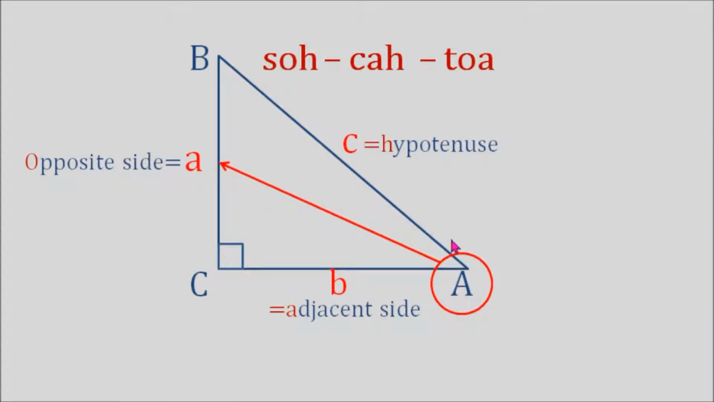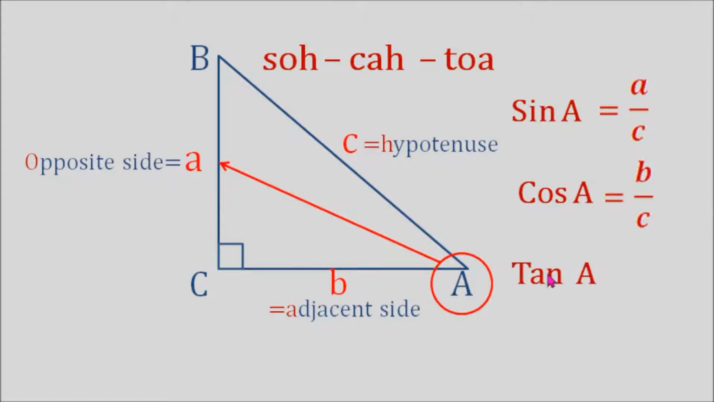The sine of angle A is the ratio of the opposite side and the hypotenuse. That means sine A equals A over C. The cosine of angle A is the ratio of the adjacent side and the hypotenuse. That means cosine A equals B over C. And the tangent of angle A is the ratio of the opposite side and the adjacent side. That means tan A equals A over B.